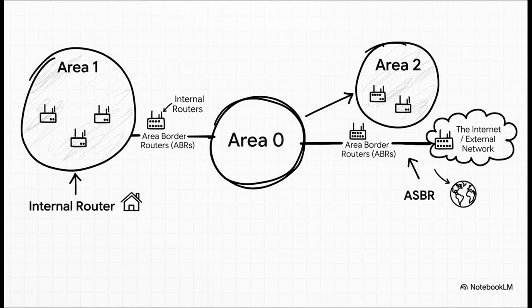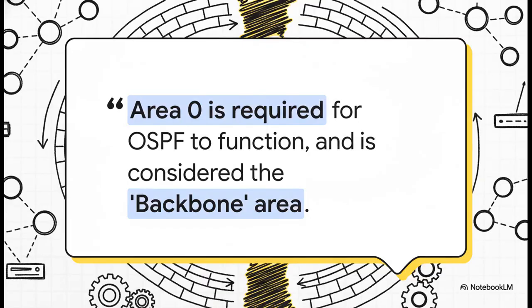the big wide internet. I just have to say this again because it is the golden rule of OSPF design. Area 0 is not optional. It is the transit area that stitches the entire network together. If you don't have a backbone area, the whole system just falls apart, period.